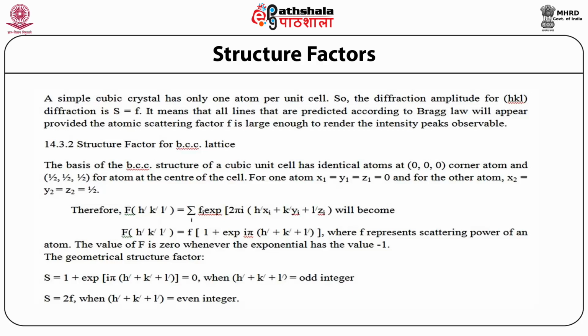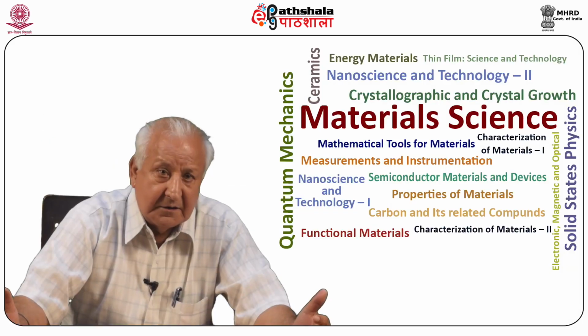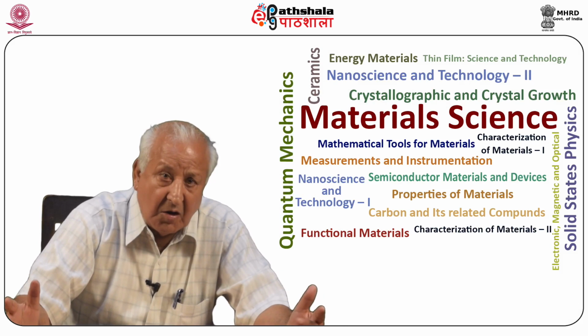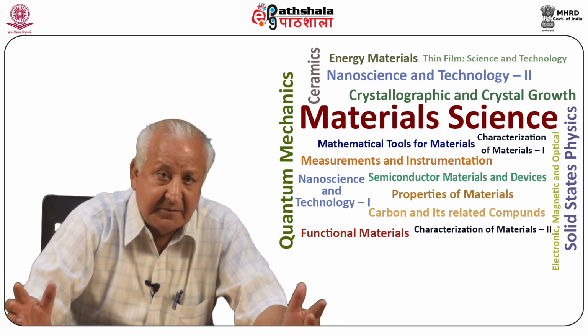The value of capital F is 0 whenever the exponential has the value minus 1. The geometrical structure factor capital S, equal to 1 plus exponential of i pi (H' + K' + L'), is equal to 0 when H' + K' + L' is an odd integer. S is equal to 2 small f when H' + K' + L' happens to be an even integer. These intermediate planes also diffract the X-ray beam.